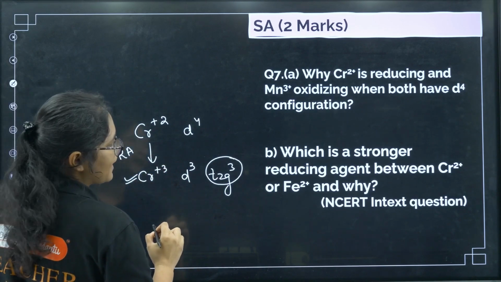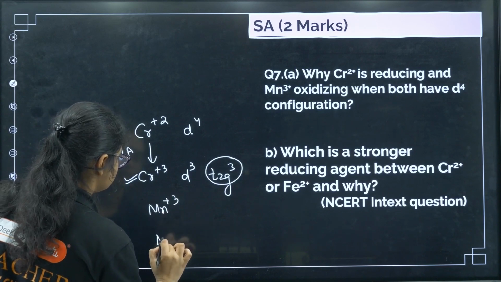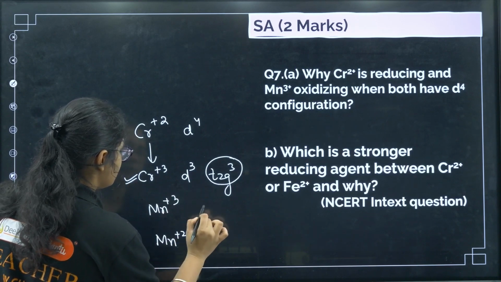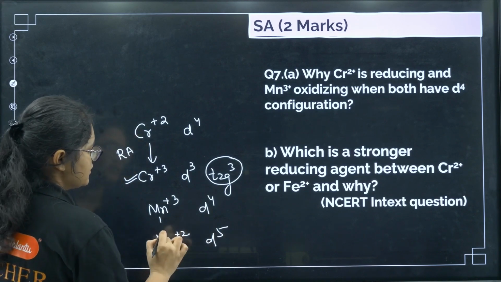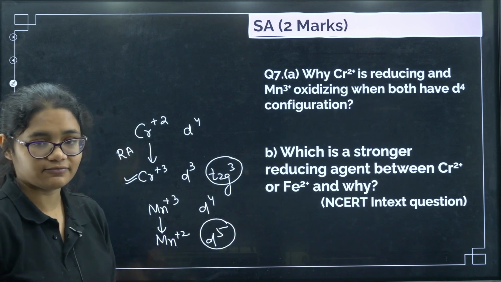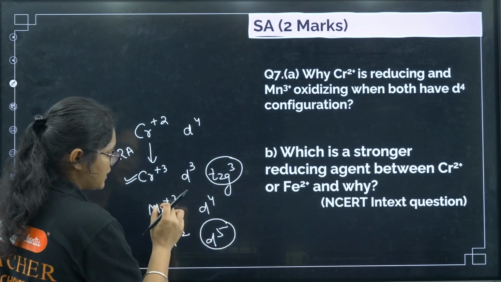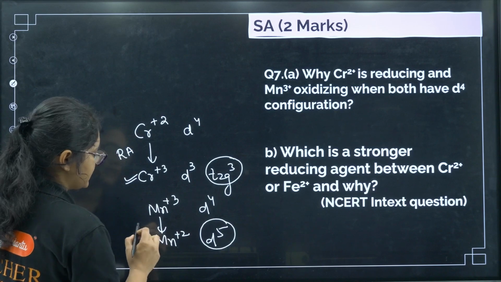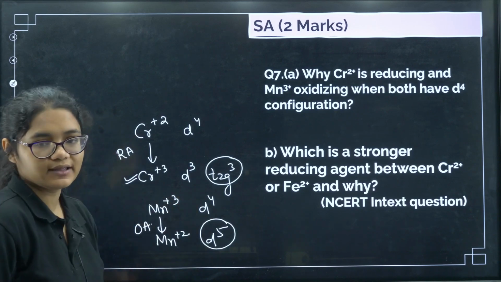Now if you talk about manganese, Mn3+ to Mn2+. Mn3+ is d4 configuration, Mn2+ is d5 configuration. So from plus 3 to plus 2 we are getting a stable configuration of d5, exactly half filled. So when I am getting an exactly half filled configuration, I can say that it is undergoing reduction, so it will behave as an oxidizing agent.